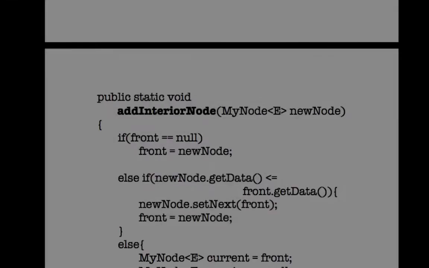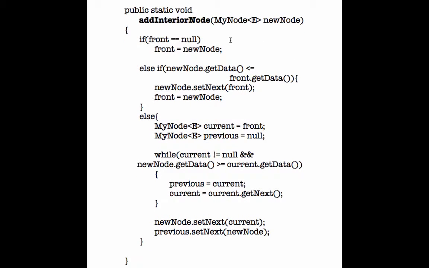So let's review the code that will implement this operation. Typically it's a method. I call this addInteriorNode. And again, let me warn you, if you look at this in different textbooks or on the internet, there are different variations, different versions of how to implement this type of method.